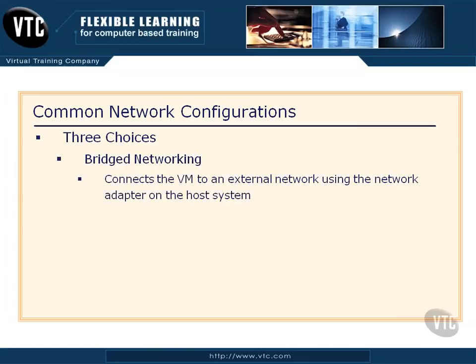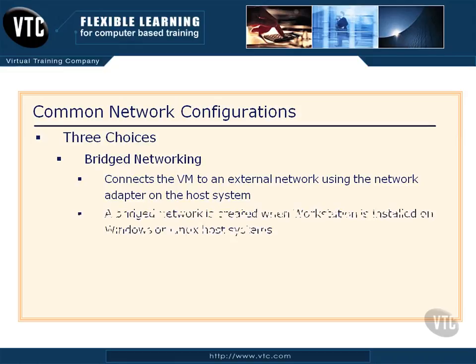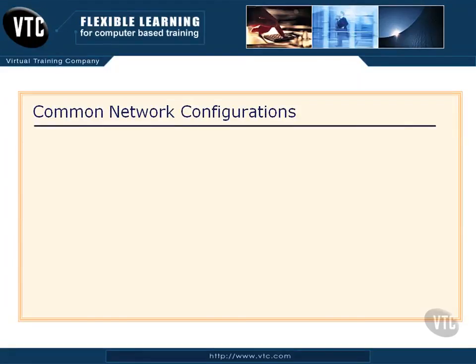First of all, bridged networking is where we're going to connect the virtual machine to an external network using the network adapter on the host system. We're just simply going to bridge our virtual adapter on the VM to the actual physical adapter on the host. Now a bridged network is created automatically when Workstation software is installed on a Windows or a Linux host system. So by installing Workstation 8 on my host machine, it automatically, as part of the installation, set up a bridged network so that any of the virtual machines that are created with Workstation can automatically have a bridged network relationship out to the network adapter on the host machine.